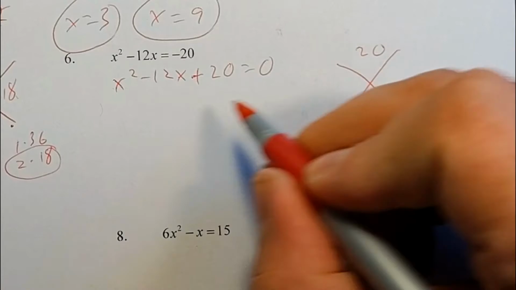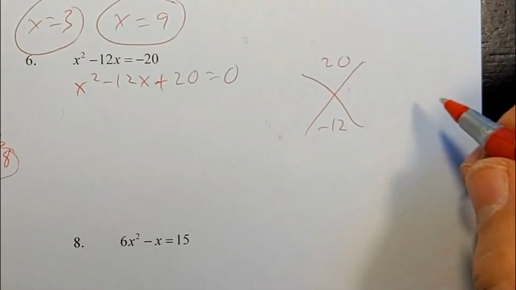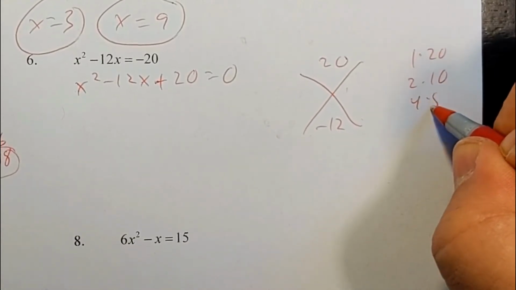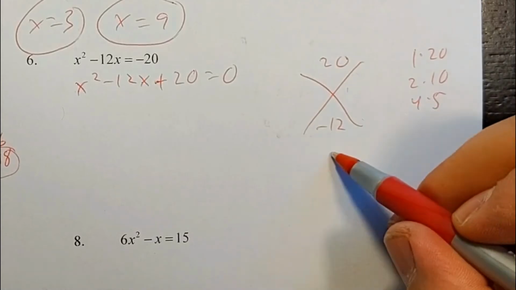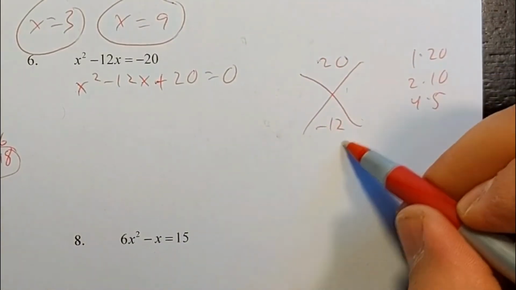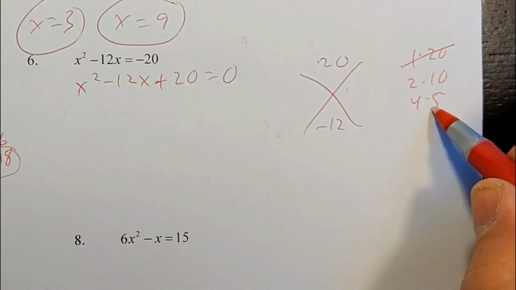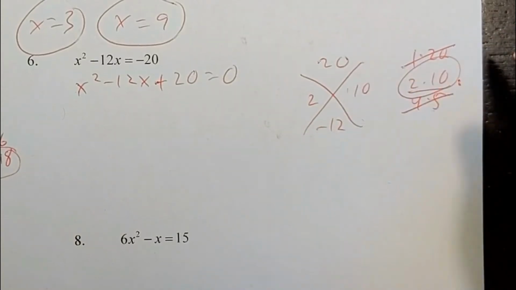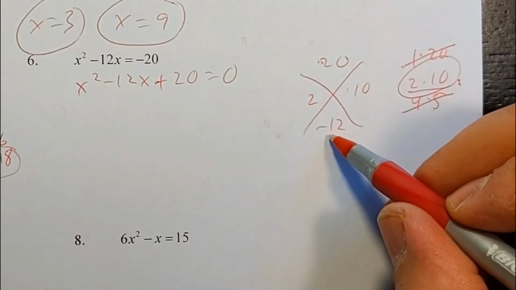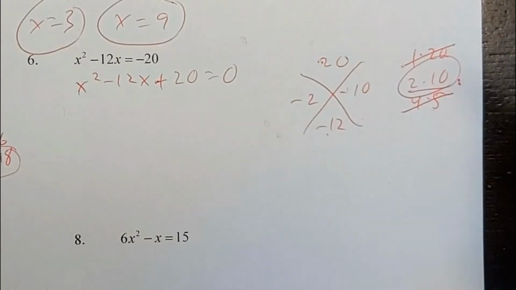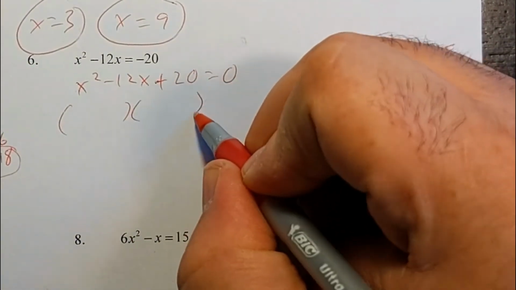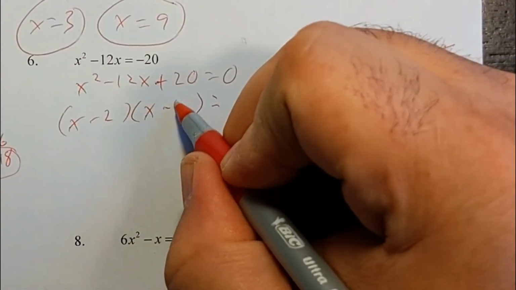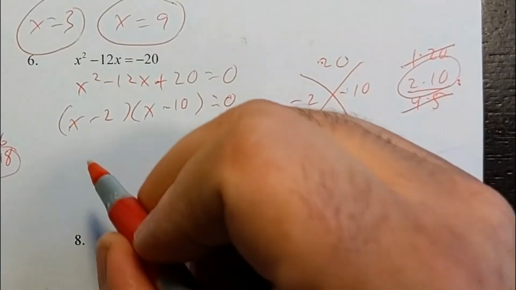1 times 20, 20. Negative 12 down at the bottom. For 20, the factors are 1 times 20, or 2 times 10, or 4 times 5. We're looking for factors of 20 that add up and give us a 12. So this would be 21. This one would have been 9. That gives us the 12 we want. Now focus on the signs. Signs are supposed to be the same. The bigger one's negative, but since they're the same, they're both negative. Now we set up our parentheses. X squared gets split. Negative 2 and negative 10. Set each one equal to 0.